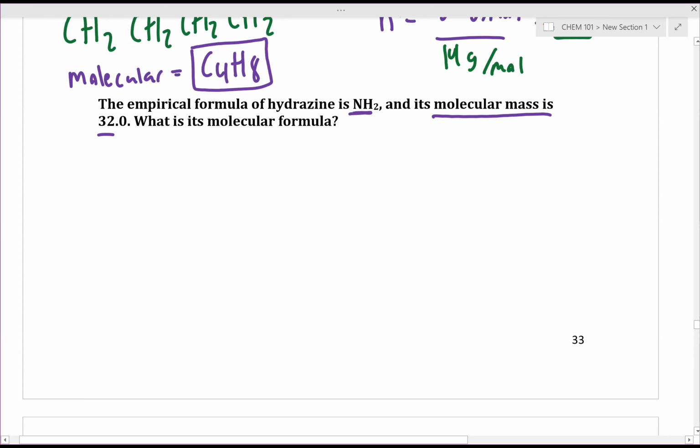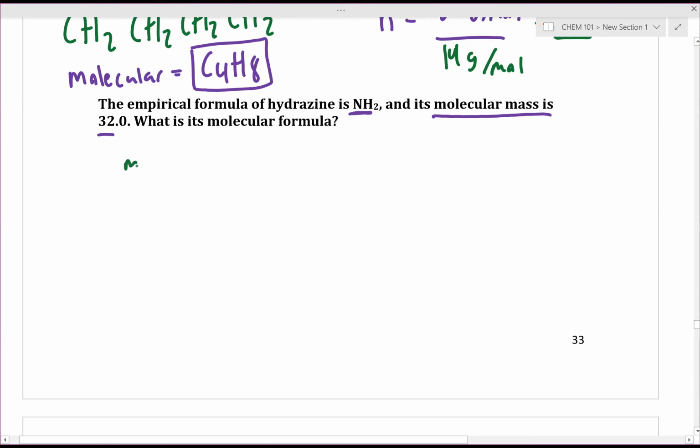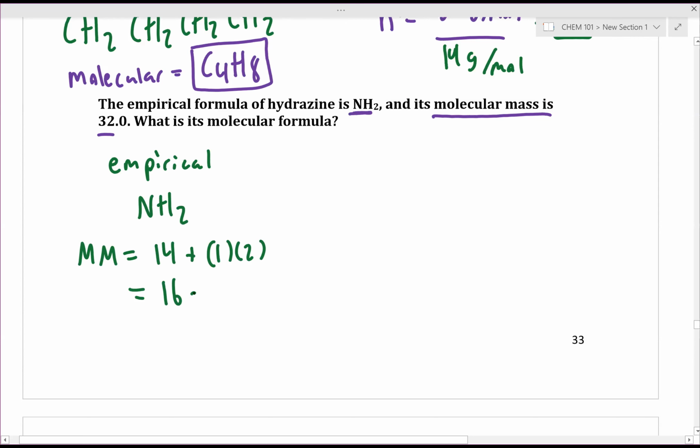So let's come together to discuss this problem. I saw a lot of reasonable solutions. So let's just color code what information we have. We know our empirical formula is NH2. My next question, can we calculate the mass of this empirical unit? Yes. So then we can figure out that our molar mass is 14 for nitrogen plus 1 times 2 for hydrogen, which in turn gives us a molar mass of 16 grams per mole.